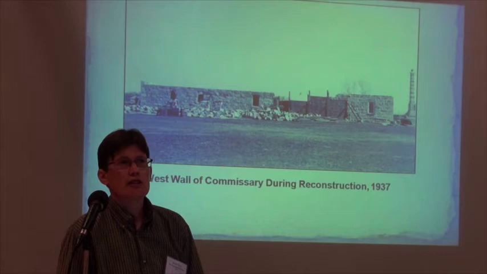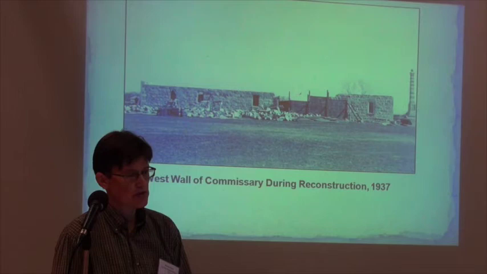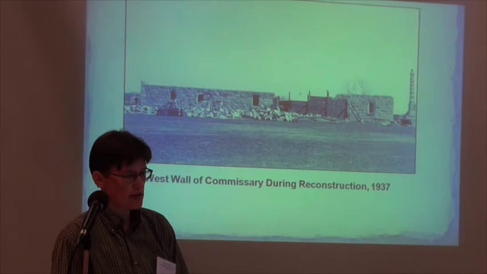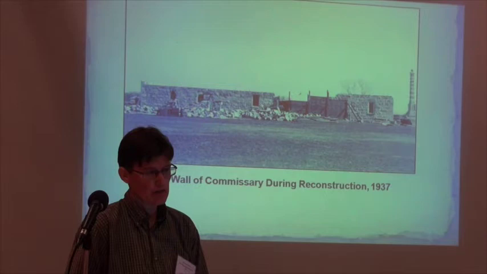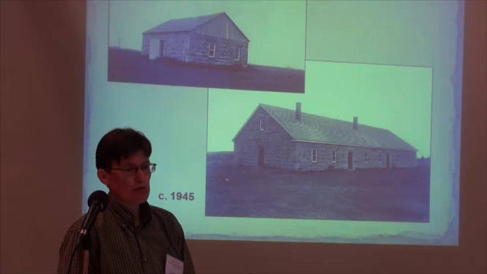The commissary being the only building of which any above ground portion remained, they decided to reconstruct the entirety of it. Again, the CCC did this work in 1937. You can see the original portion of the building here, the Fort Ridgely Monument, and this is all rebuilt work. They actually used quarried stone from the quarry where the stone was originally quarried for the fort. So we have the building before reconstruction in 1933 and post-reconstruction in 1945.